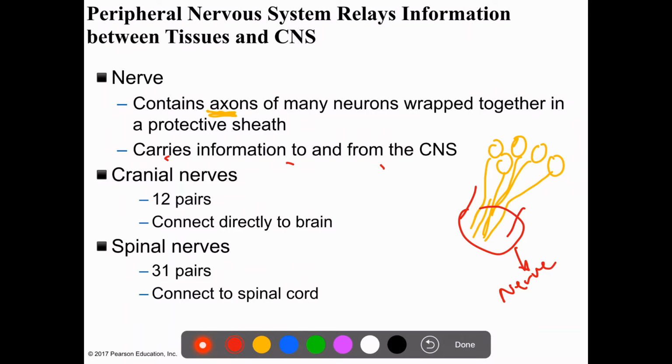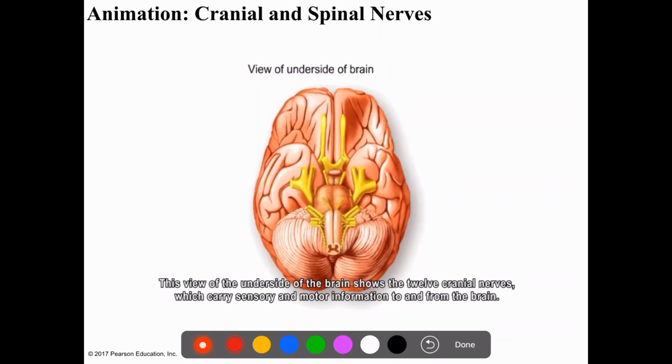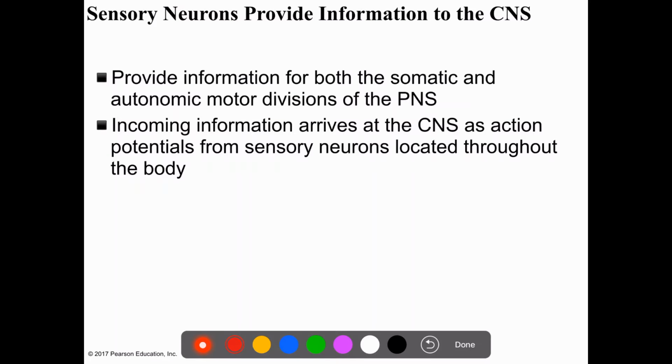Now, depending on the origin of these nerves, we have either cranial nerves or spinal nerves. Cranial nerves originate and connect directly to the brain, whereas, from their name, spinal nerves originate and connect directly to the spinal cord. We have 12 pairs of cranial nerves and 31 pairs of spinal nerves. This is the video about them. Please watch it.